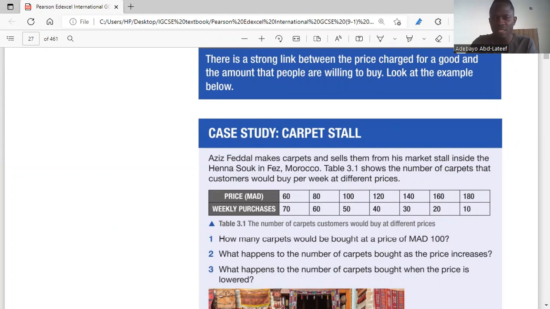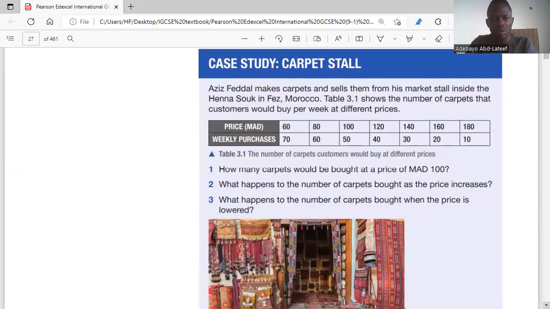Now they said we have a case study for the carpet store. Fidal makes carpets and sells them from his market store inside the inner souk in Fez, Morocco. The table shows this figure. So we have the price in MAD, and we have the weekly purchases. That's the quantity demanded. So based on this schedule, we call this a schedule, okay? Are you with me? Yes.